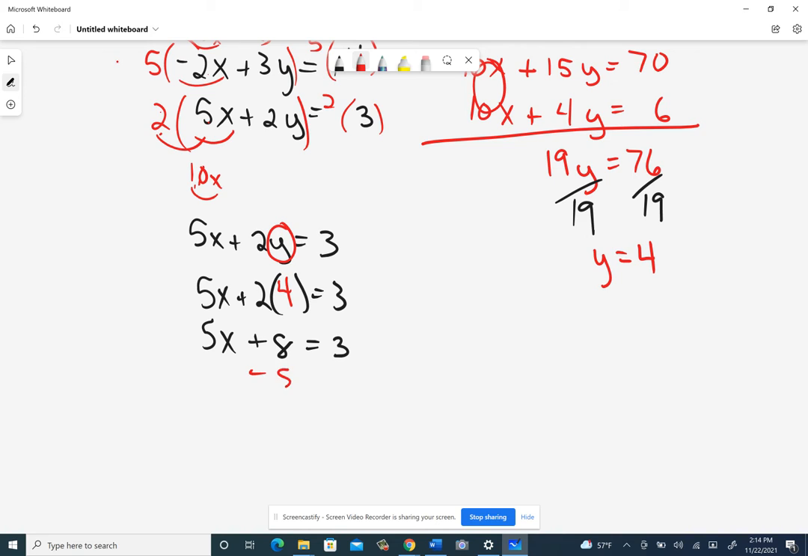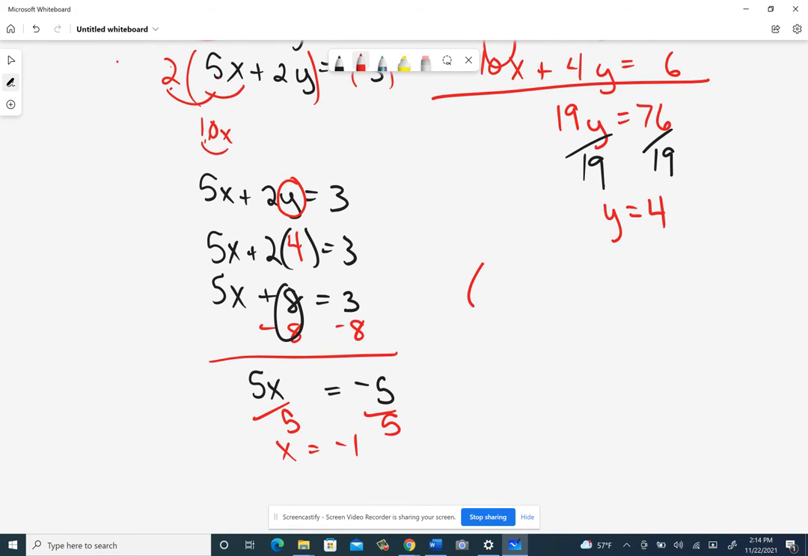And I'm going to now be solving for x. So I'm subtracting 8 from both sides. That gives me 5x, the 8's gone, equals -5. And when I divide by 5, I wind up with x equaling -1. So my ordered pair is -1, 4.